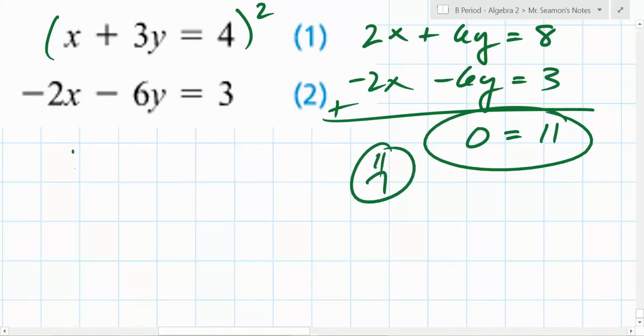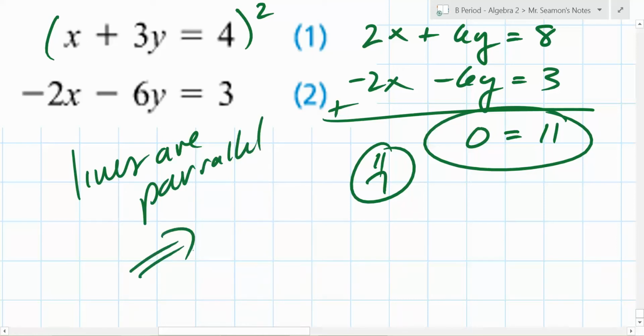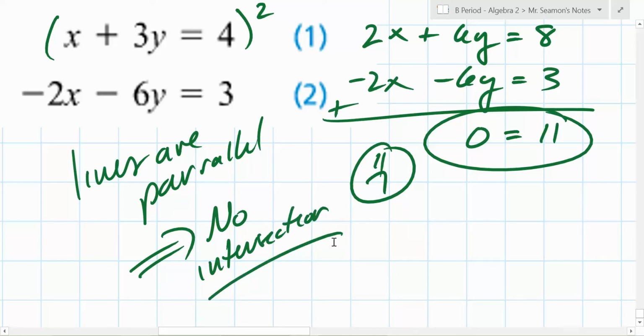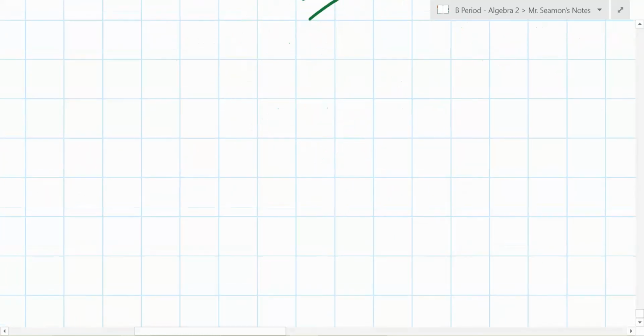So these lines are what? Parallel. They do not intersect. There's no intersection. What happens if you try to find something that doesn't exist? You're going to get a broken answer like this.